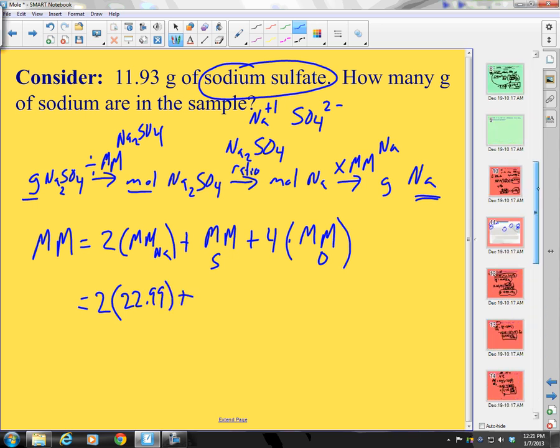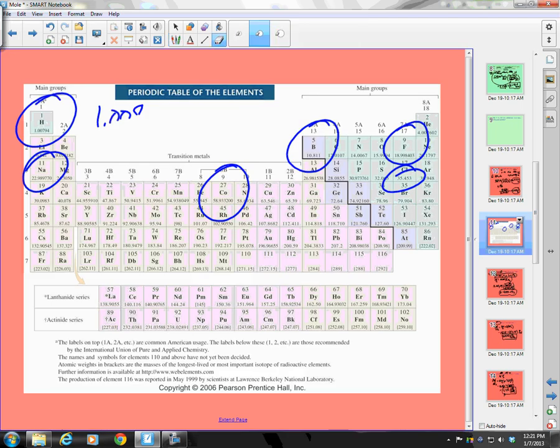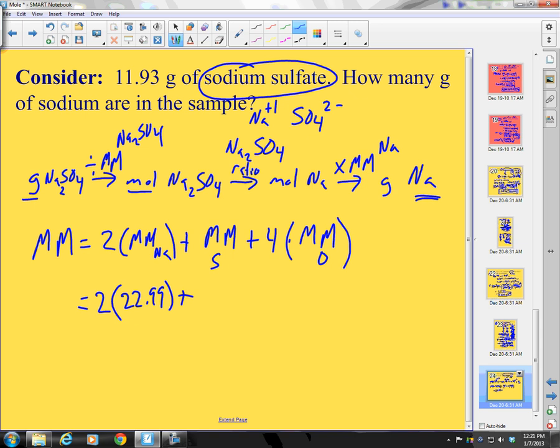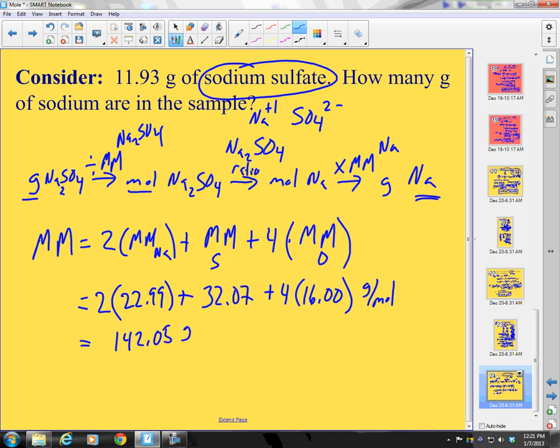Plus 1 times sulfur. What's sulfur? 32 point something. 32.07 it looks to me here, right? Plus 4 times 16. I know oxygen. And this is what? Grams per mole. Good. So let's calculate this out. 2 times 22.99 plus 32.07 plus 64, and I get 142.05 grams of sodium sulfate per mole of sodium sulfate. Yay.